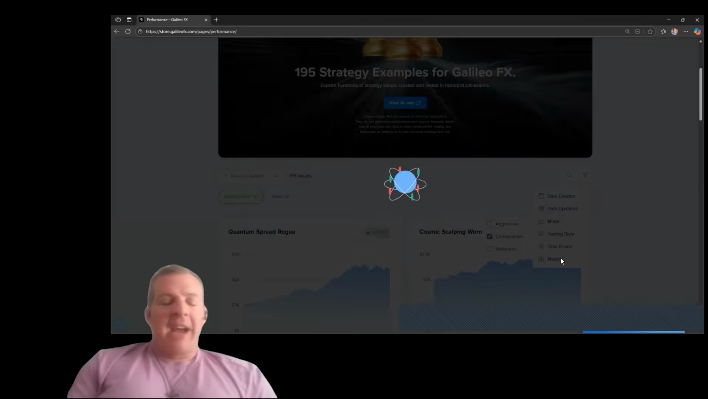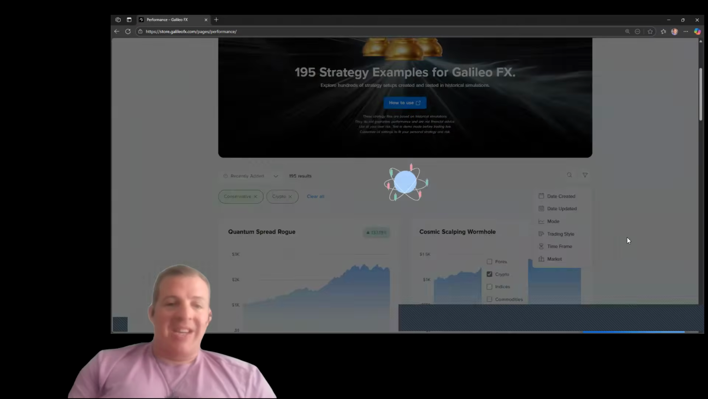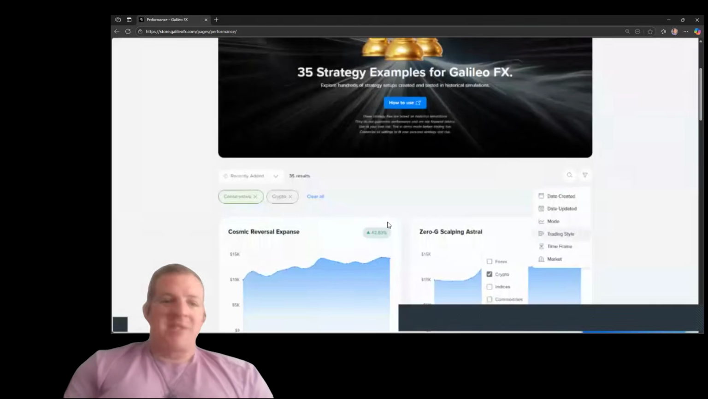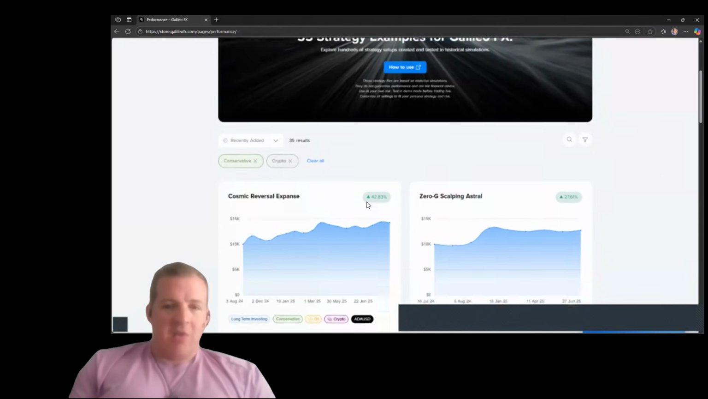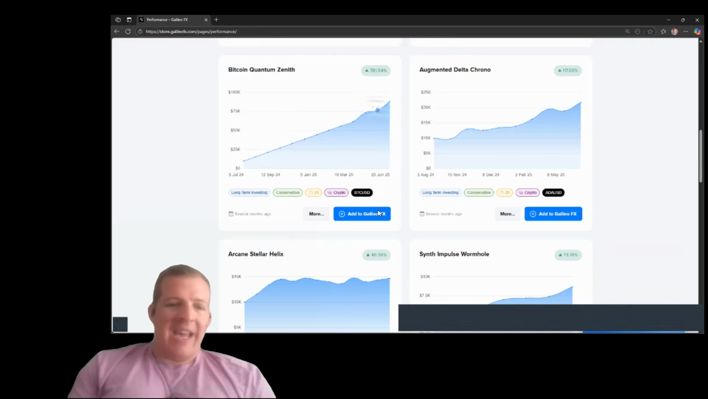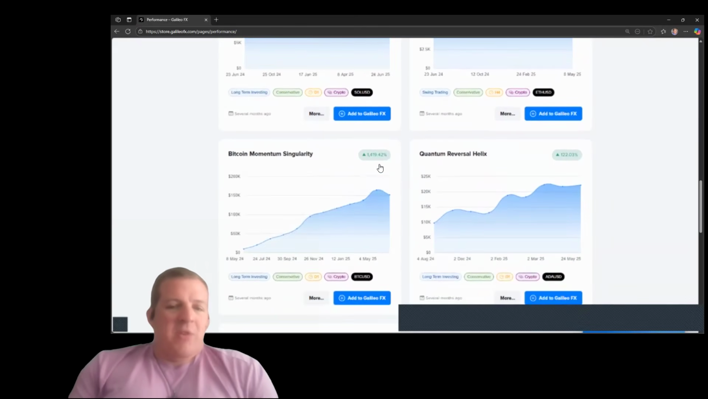And then I can also narrow it down by the market type. That takes those 600 strategies down to anywhere between 60 and 70. And so, like crypto, there's 35 conservative. I can scroll through and I can look at the equity curves. I can go in and look at some of the more advanced statistics and see which one fits my trading profile.